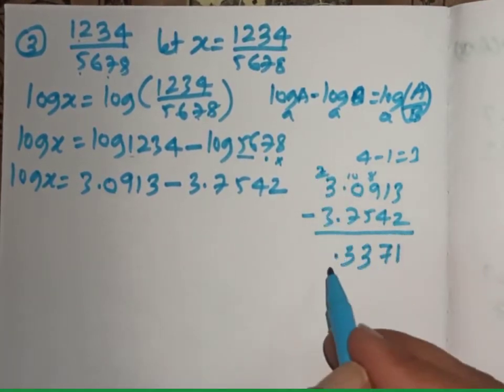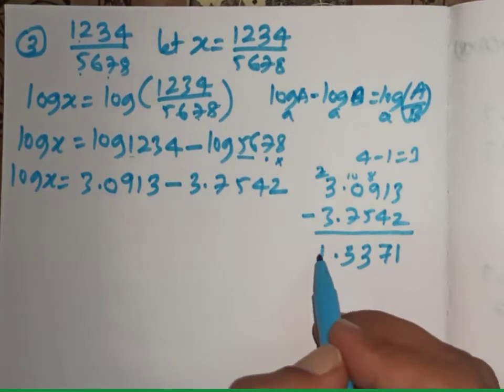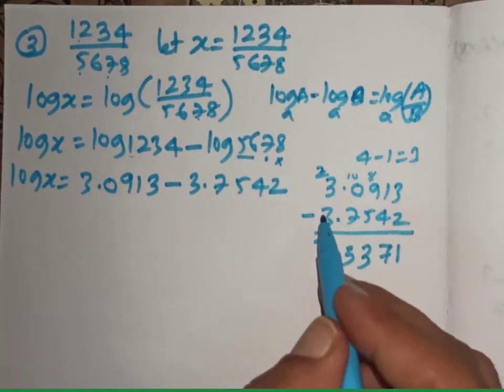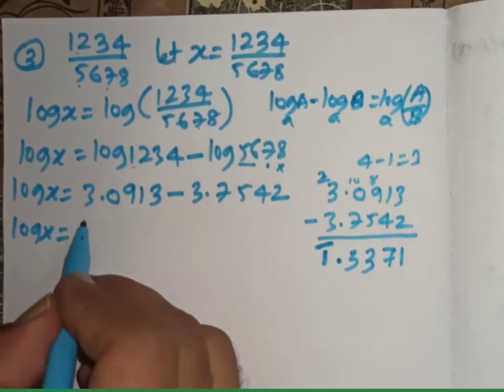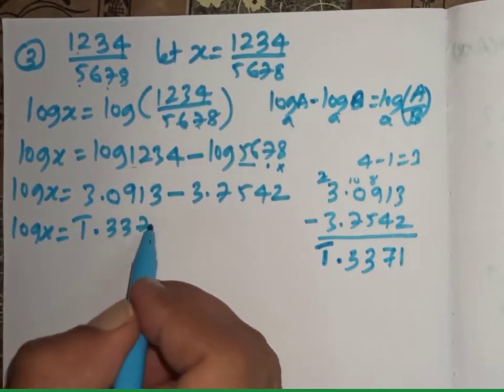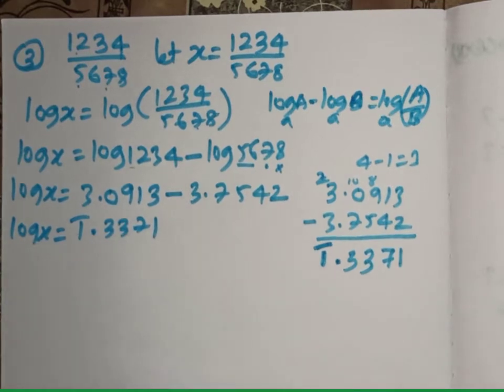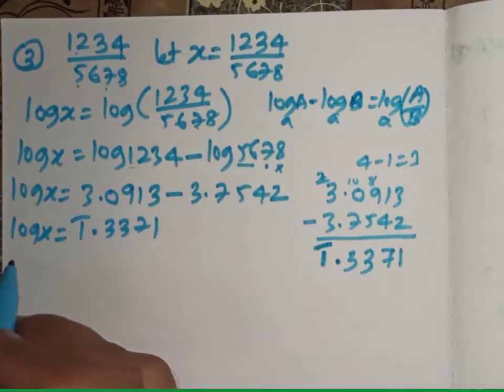This 2 minus 3 will become minus 1, but we write it as bar 1. So we get log of x is equal to bar 1.3371. Okay, now we don't want the log of x, but we want x. So if you want, you can write taking anti-log on both sides, or you can do it directly.